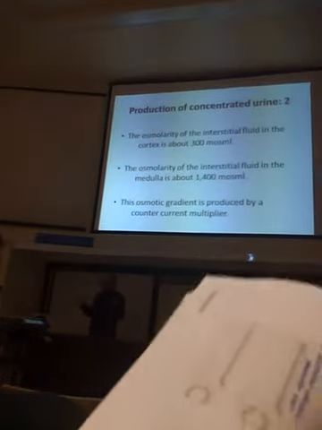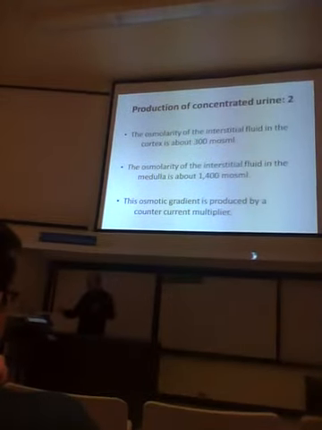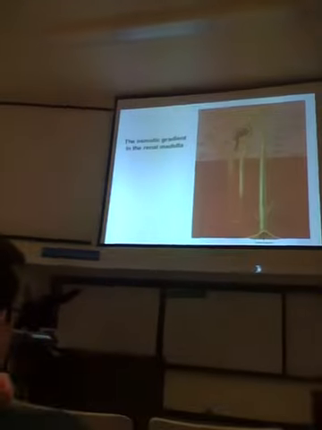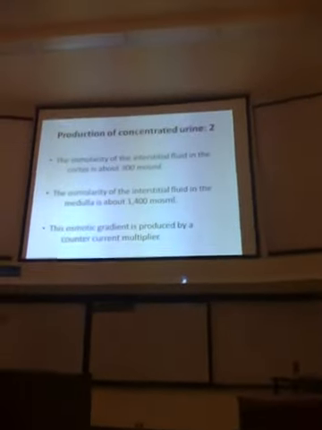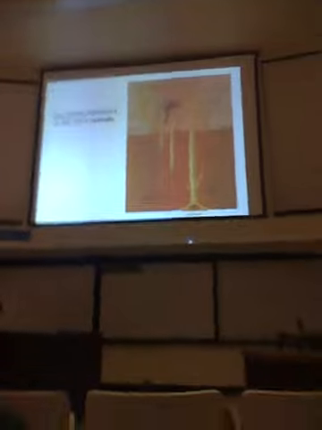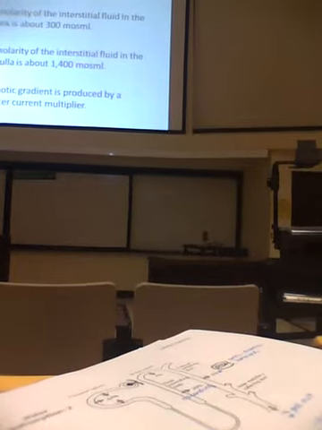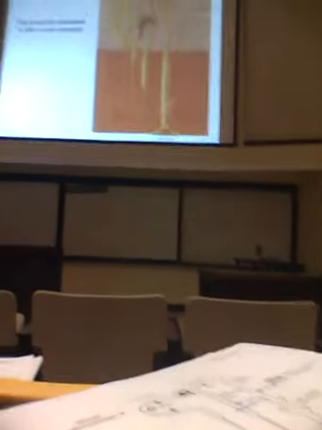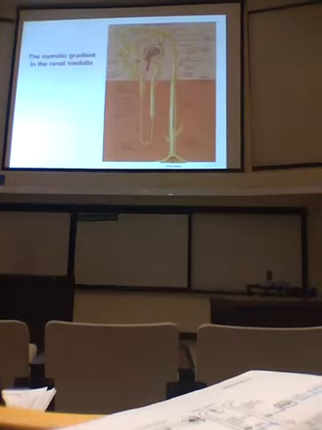So the osmolarity of the interstitial fluid in the cortex is about 300. So you can write 300 milliosmoles here. And down here, in the bottom of the medulla, it's about 1400. Way more concentrated. And the osmotic gradient is produced by a countercurrent multiplier, which is the loop of Henle.